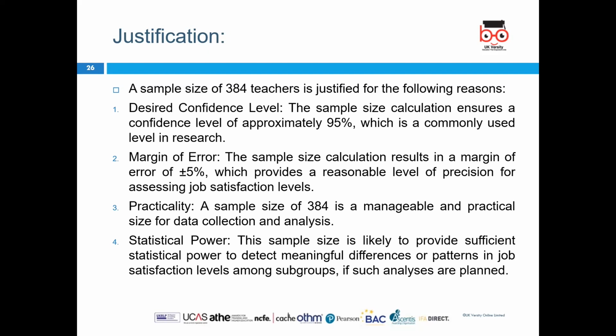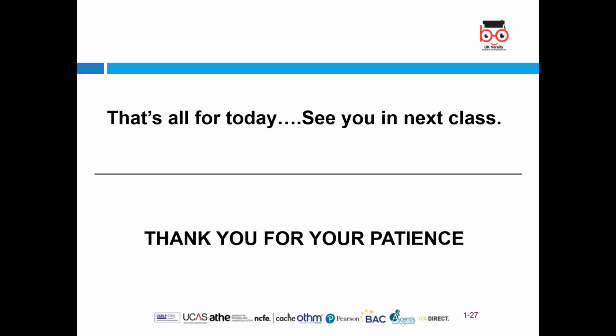So by using the formula for sample size, we get this number of 384, by analyzing say 1000 samples and then using this formula. And then the sample size is likely to provide sufficient statistical power to detect meaningful differences or patterns in job satisfaction levels among subgroups if such analyses are planned. So this is how you arrive at the appropriate sample number.